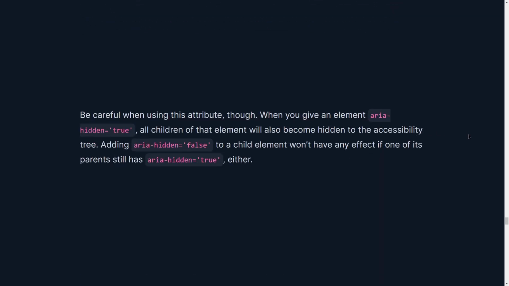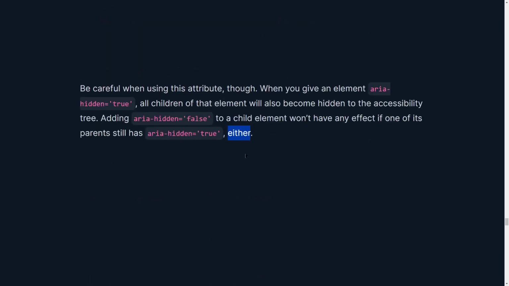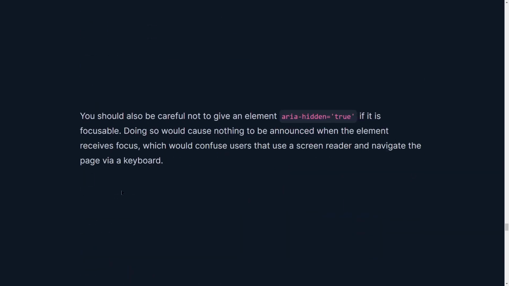Be careful when using this attribute though. When you give an element ARIA hidden equal to true, all children of that element will also become hidden to the accessibility tree. So it percolates to all the children and grandchildren. Adding ARIA hidden false to a child element won't have any effect if one of its parents still has ARIA hidden true either. So this is important to keep in mind. You should also be careful not to give an element ARIA hidden true if it is focusable. Doing so would cause nothing to be announced when the element receives focus, which would confuse users that use a screen reader and navigate the page via a keyboard.